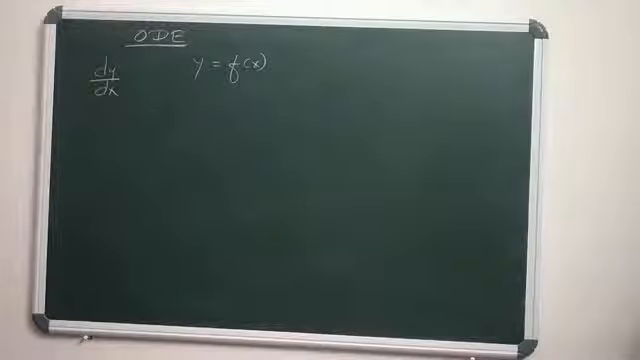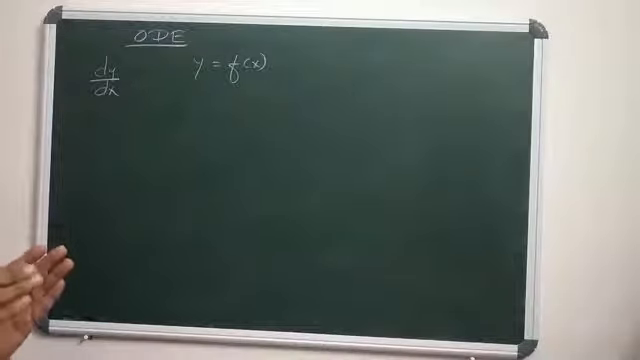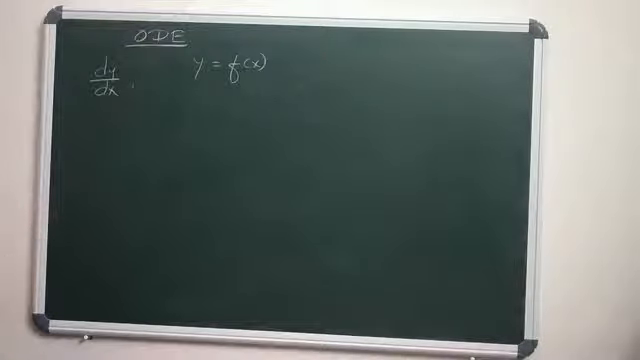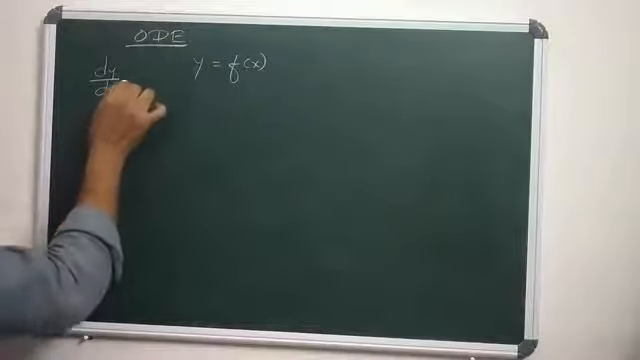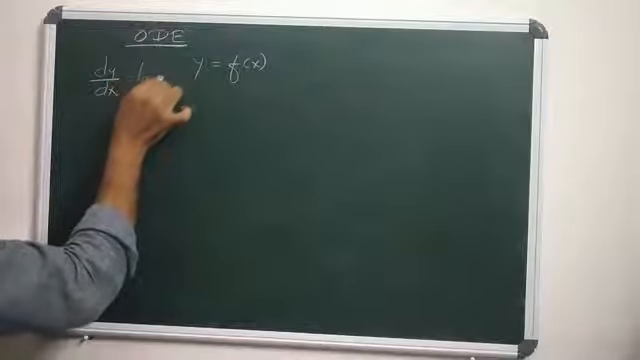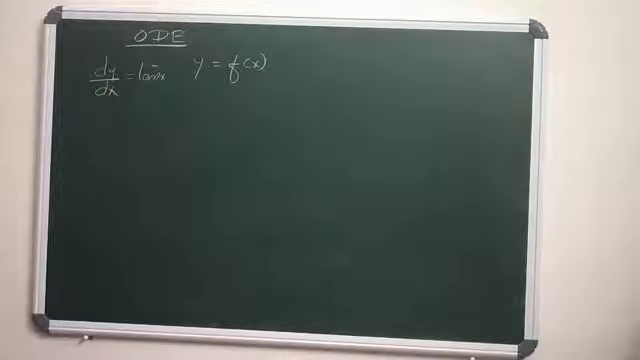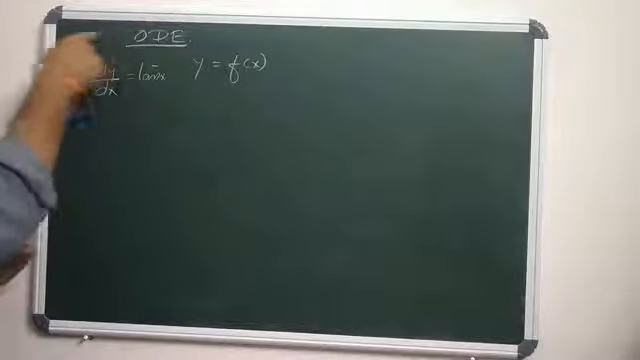Okay. So what is an ordinary differential equation? An ordinary differential equation means a differential equation involving a single independent variable and hence an ordinary derivative. For example, dy by dx equals tan x. Consider this differential equation. dy by dx equals tan x. This is a first order differential equation. This is a first order ordinary differential equation.